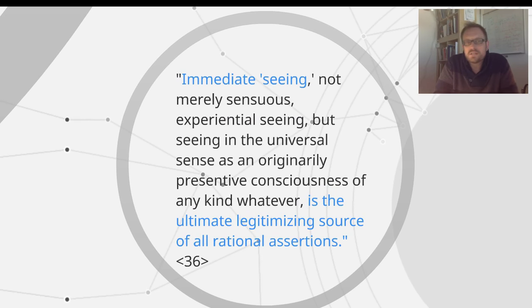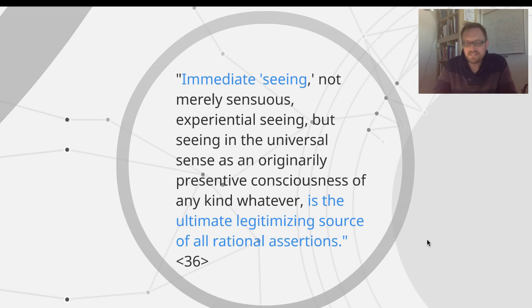What Husserl argues is that in phenomenology we have a sort of immediate seeing. In fact, he says the empiricists also have a form of immediate seeing. But he says immediate seeing, not merely sensuous experiential seeing. He's thinking of the way in which we can cognize or understand things, but my understanding isn't dependent on my eyes. To see something cognitively, to understand it, doesn't require eyeballs. But seeing in the universal sense, as an originarily presentative consciousness of any kind, is the ultimate legitimating source of all rational assertions.